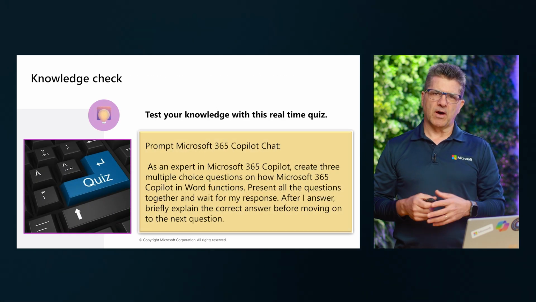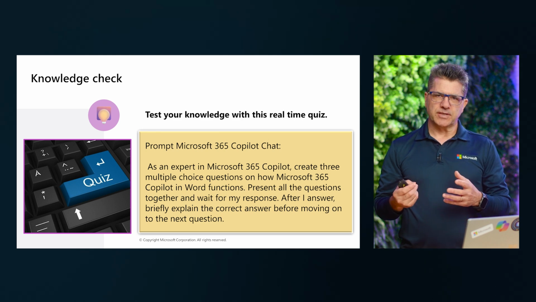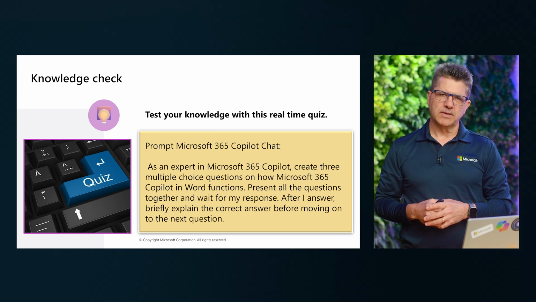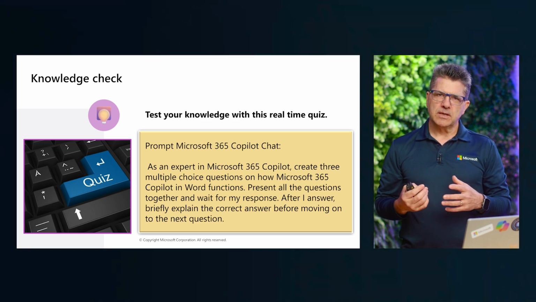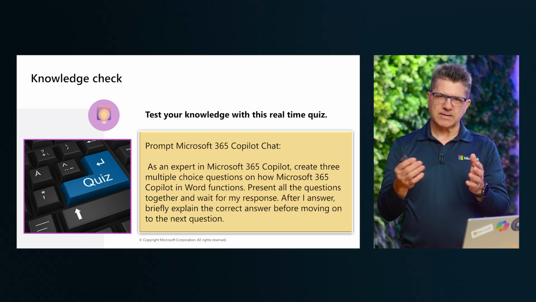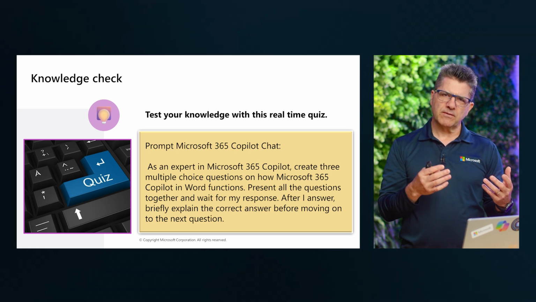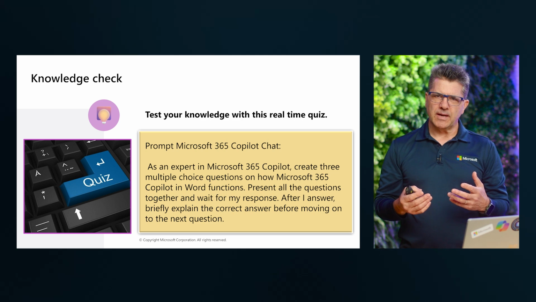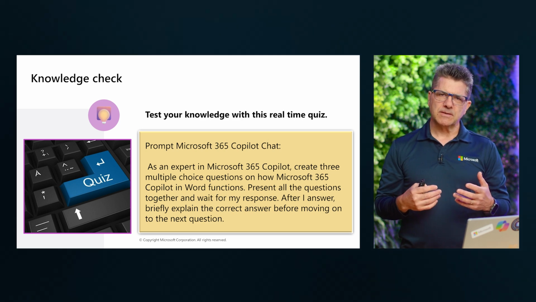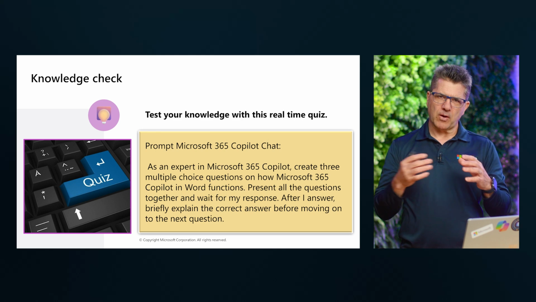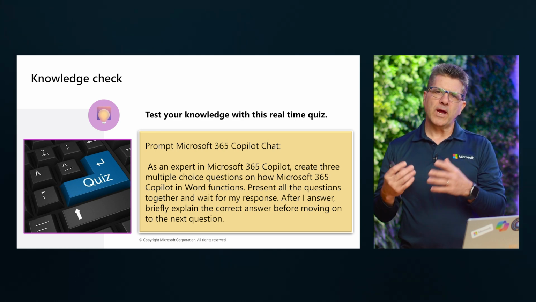And this brings us to the knowledge check. In this knowledge check, you'll notice I created a new prompt for you, and I encourage you to try this prompt at your own time. First, as we mentioned in terms of a Copilot prompt, it sets the stage by asking Copilot to function as an expert in Microsoft 365 Copilot, create 3 multiple choice questions about Microsoft 365 specifically for Word and how it functions, presenting all the questions together instead of one by one, and then wait for you to respond.